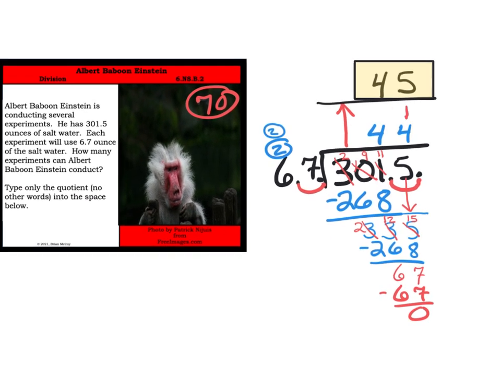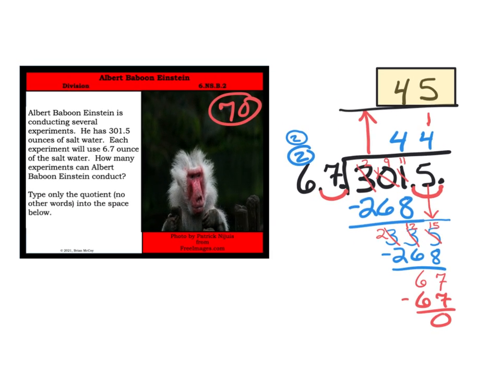45 is your answer. Let's come back here and look at the word problem and see what this actually means. So you got Albert Baboon Einstein here, and he's conducting a number of experiments. He's got 301.5 ounces of salt water, and he uses 6.7 ounces with each experiment. How many experiments can he conduct? Well, Albert Baboon Einstein can conduct 45 experiments, and that is a lot of experiments. He's going to learn a lot, and that is lovely.